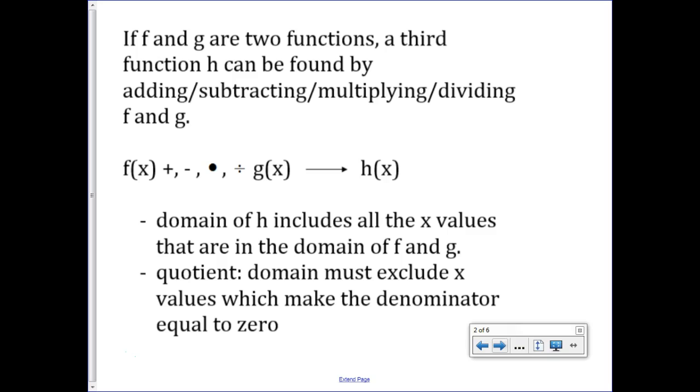So with adding, subtracting, multiplying, or dividing, the domain of h includes all of the x values that are in the domain of f and g. In a quotient, the domain also has to exclude the x values that would make the denominator equal to 0 because we can't divide by 0.